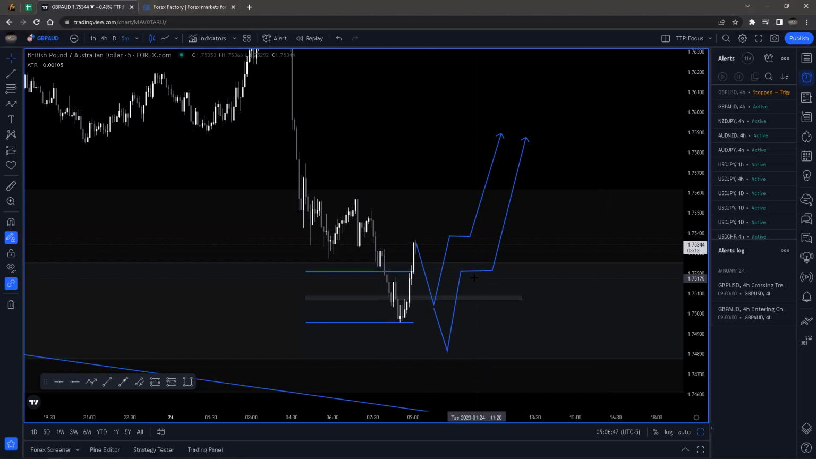So this will be the current plan. So I'm going to go ahead and mark just this area here.